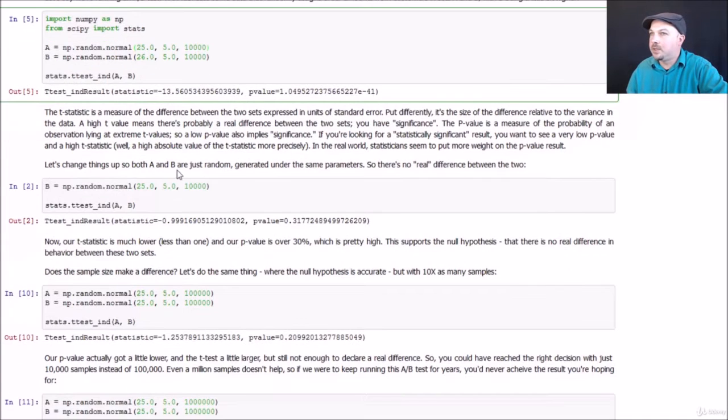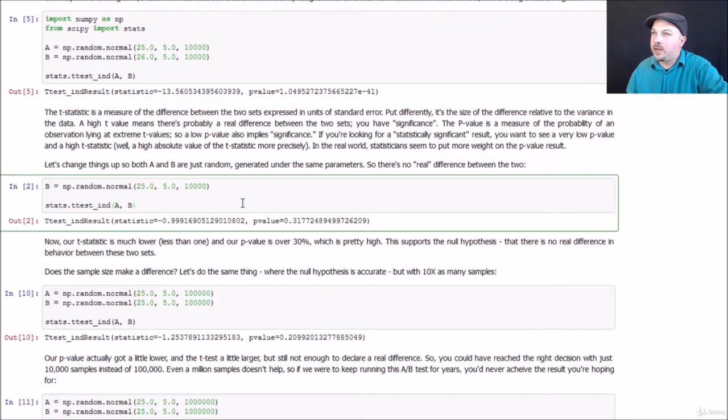Okay? So just as a sanity check, let's go ahead and change things so that there's actually no real difference between these two groups. So I'm going to change Group B, the control group in this case, to be the same as the treatment, where the mean is 25 with a standard deviation that is unchanged and its sample size is unchanged. So if we go ahead and run that, you're going to see that our t-statistic ends up being below 1 now. Remember, this is in terms of standard deviation, so that implies there's probably not a real change there. And we also have a much higher p-value as well, over 30%.